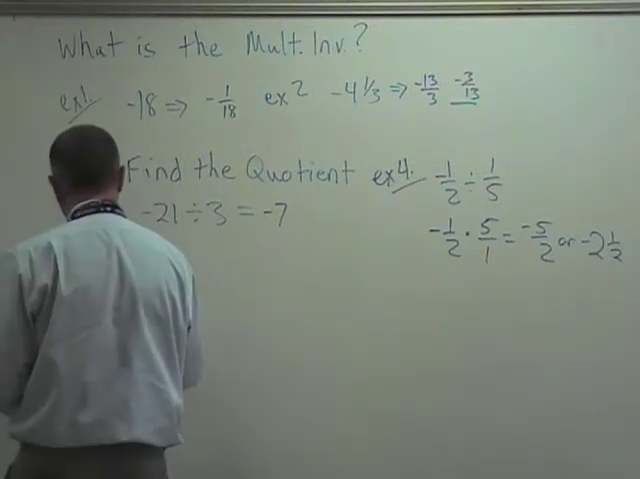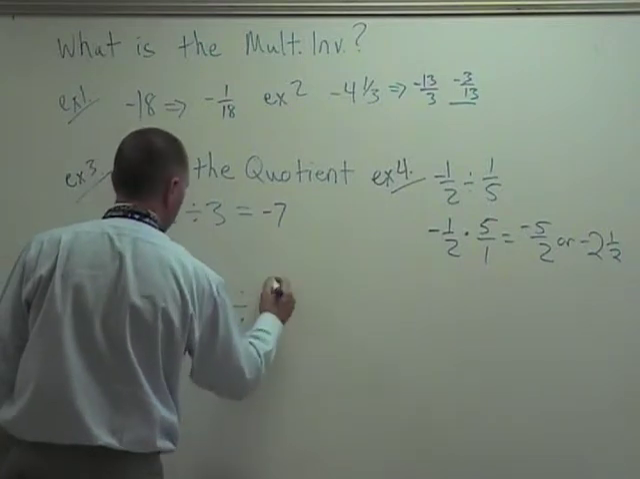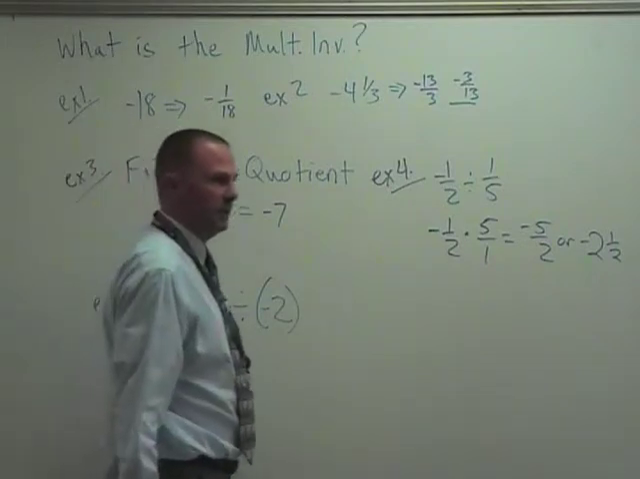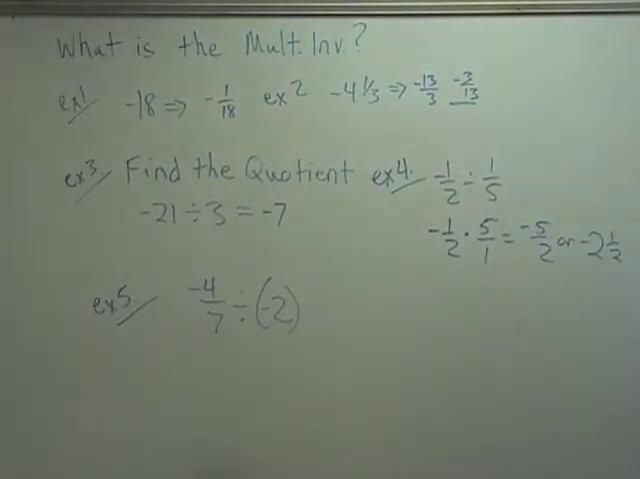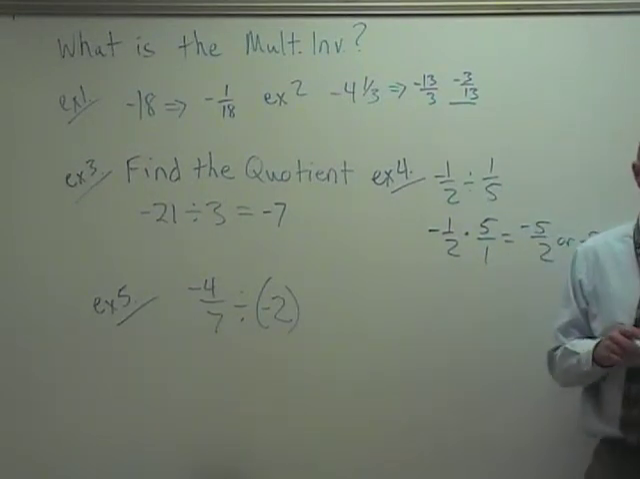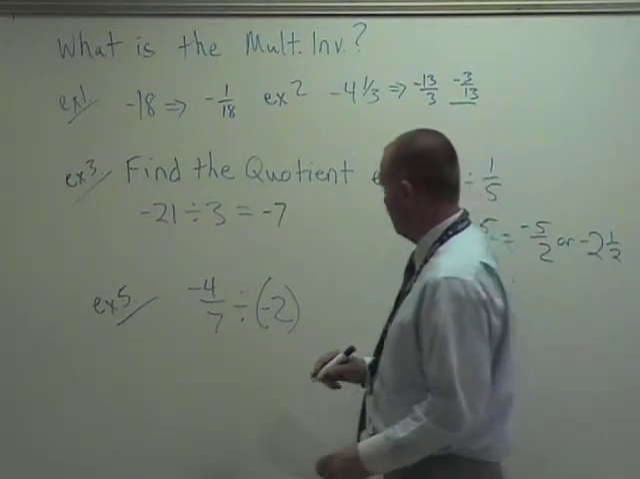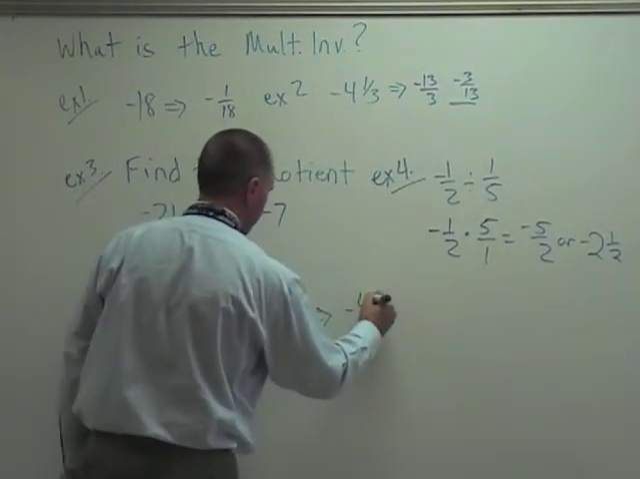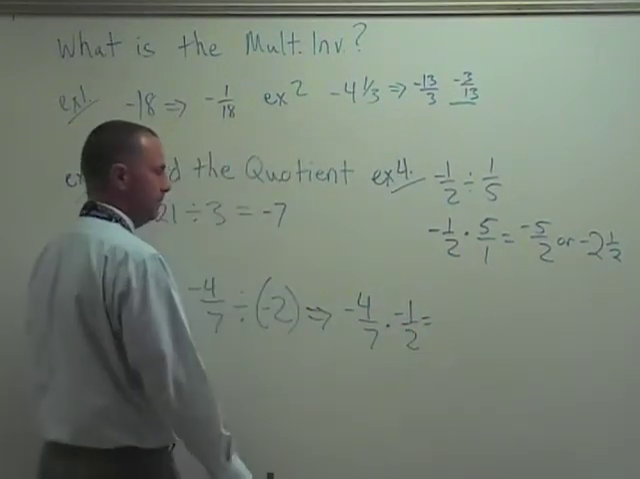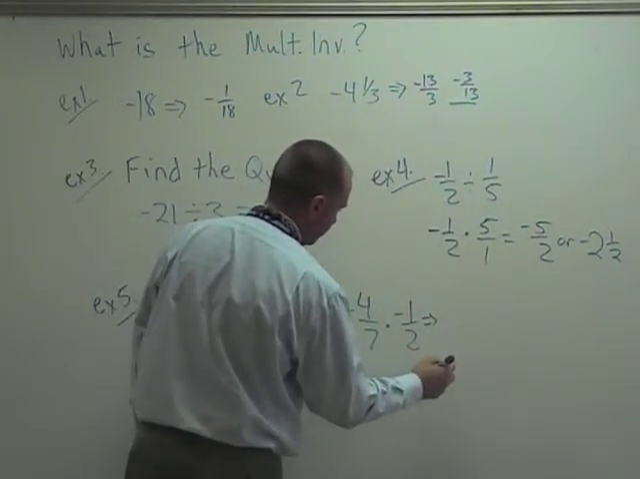All right, let's do one more of those. Example 5. Let's see you do this. Negative 4/7 divided by negative 2. It'd be negative 4/7 times negative 1/2. And what do you get? Negative 2 over 7.